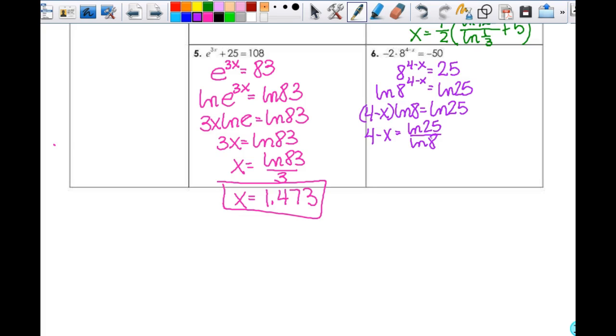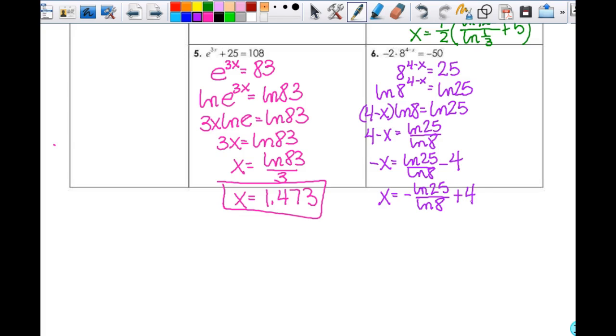Am I done? I need to move the 4. So I get negative x equals the natural log of 25 over the natural log of 8 minus 4. But I'm not interested in negative x, I'm interested in x. So what do I need to do now? Divide by negative 1 or multiply through by negative 1. So x is equal to negative natural log of 25 over the natural log of 8 plus 4.